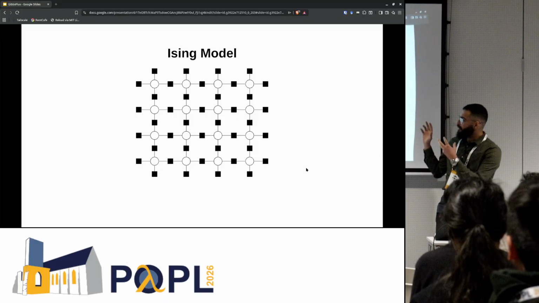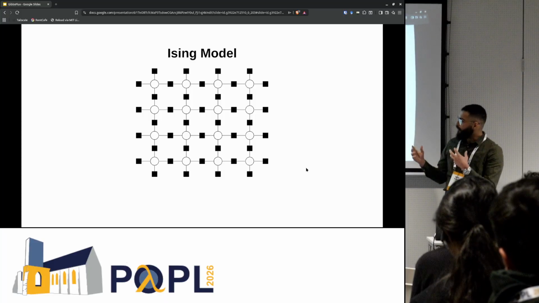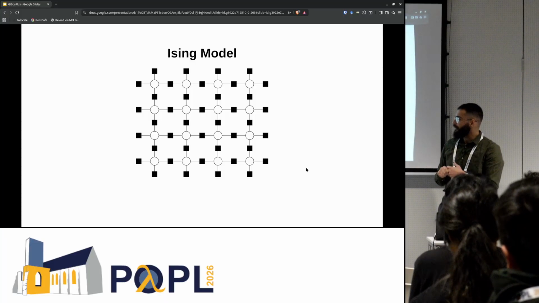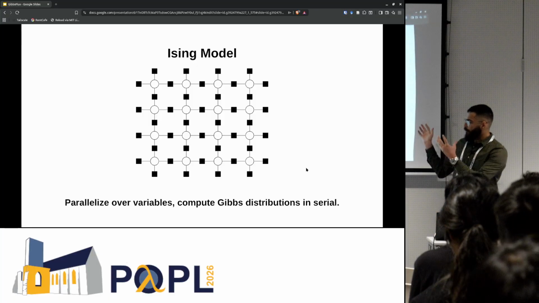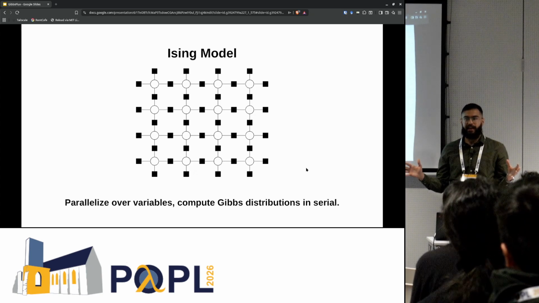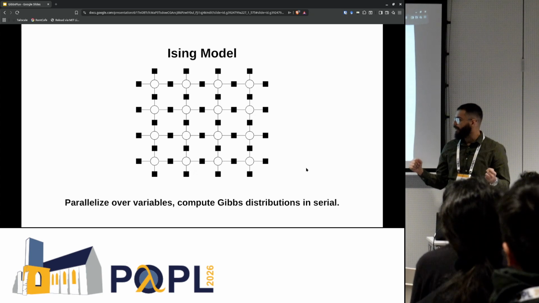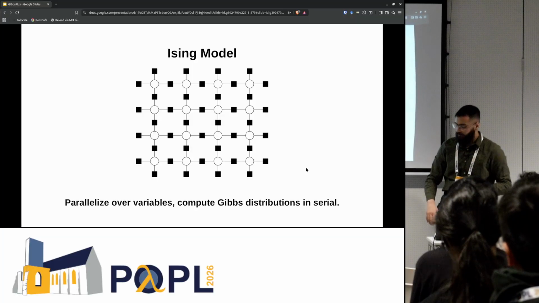If you look at it, you see that the factor graph for an Ising model is highly regular. And the Markov blanket of each variable is the same size and it's very small. So the sensible way to write a high throughput Gibbs sampler for this type of model on the GPU is to just parallelize over the sets of variables that have disjoint Markov blankets, but then for each one of the variables, just serially do all the three stages and do the resampling.